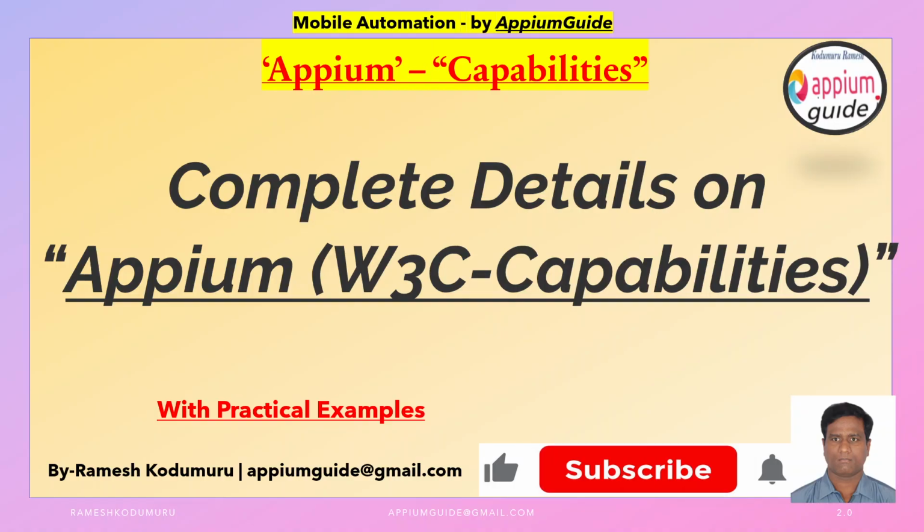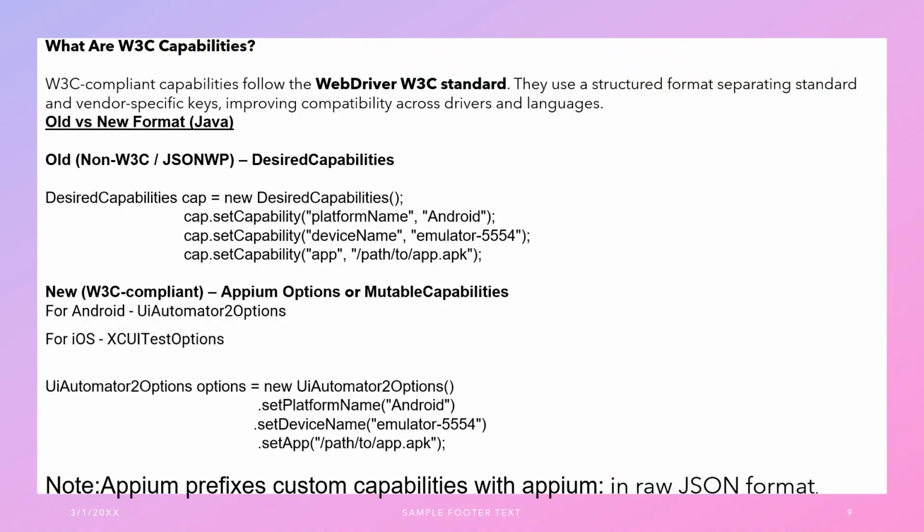So why is the difference there? Why previously did they use the desired capabilities class to configure capabilities? Why are they using these options here? That is the main agenda of this video. Why did the difference come into the picture? First of all, you need to understand what exactly the W3C capabilities are all about.